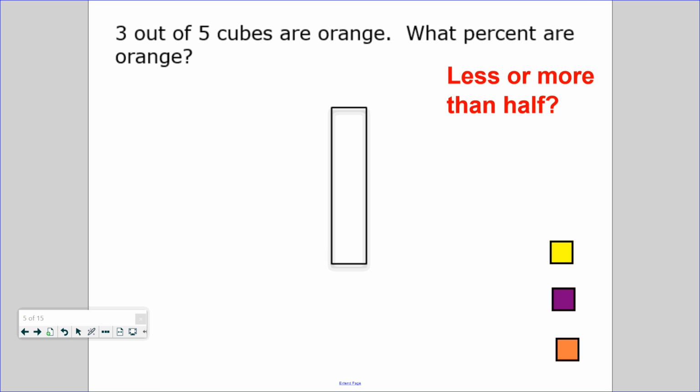So what you're going to be doing in this activity is you're going to be given rainbow cubes. And with it, you can use it to help you answer it. If you do not want to use the rainbow cubes, if you think you can answer it without it, I am cool with that. So I'm going to use 3 of 5 cubes are orange. So 1, 2, 3, 3 of 5. So what percent is that?